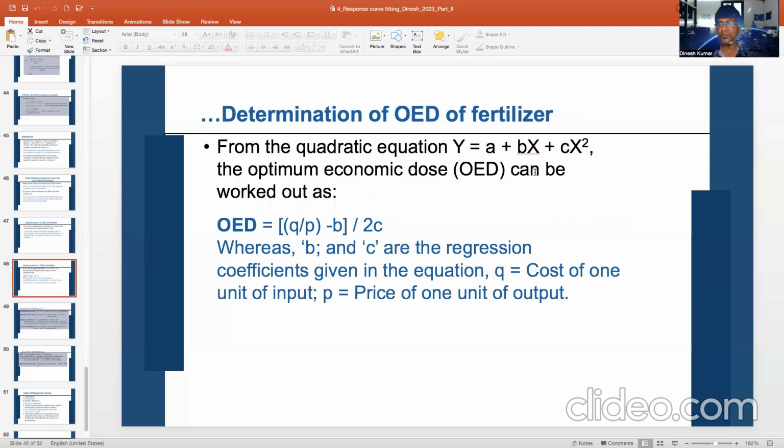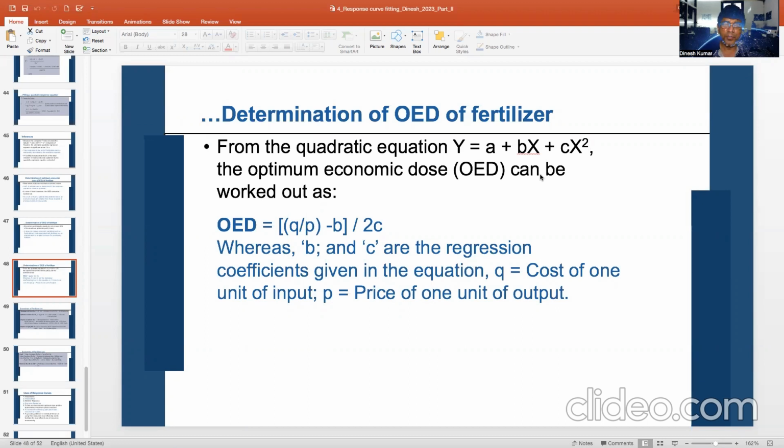Now, from the quadratic equation y is equal to a plus bx plus cx square, the optimum economic dose can be worked out. OED, you can write it optimum economic dose or optimum dose only. Even sometimes you can write optimum dose. Optimum dose means it is understood it is optimum economic dose. Or sometimes people write economic optimum dose. EOD or OED. So you can write both ways, both are correct, either economic optimum dose or optimum economic dose.